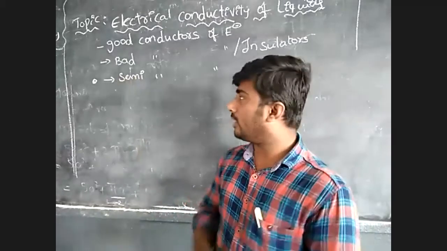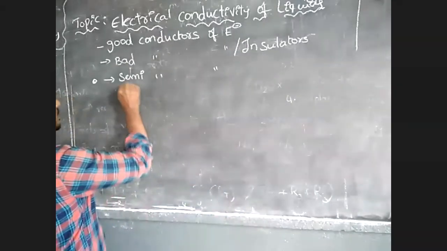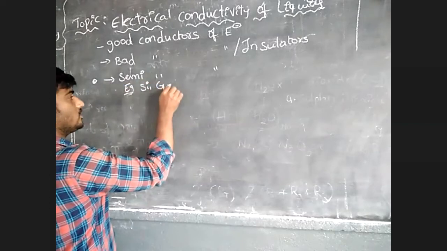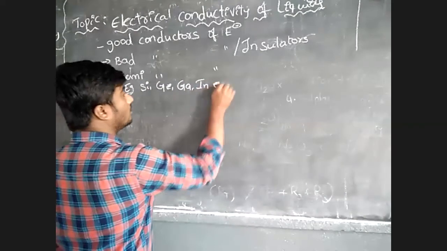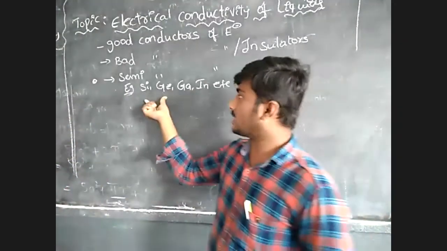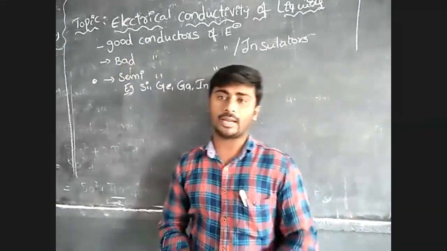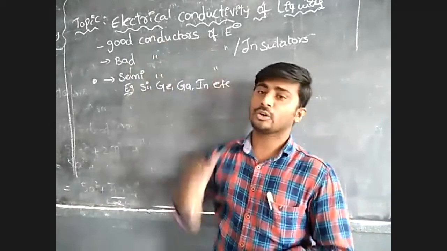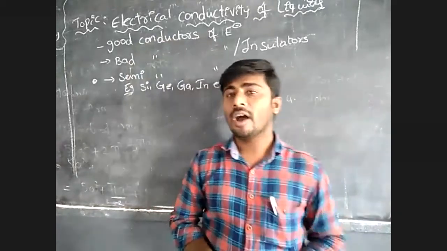We already learned some examples of semiconductors. The best examples are silicon, Si, germanium, gallium and indium. These are the best examples of semiconductors. Semiconductors have the properties of good conductors and bad conductors. We can convert these semiconductors into good conductors by PNP and NPN diodes, which you will learn in your higher classes.